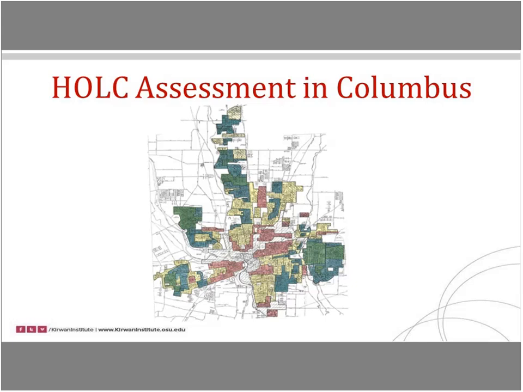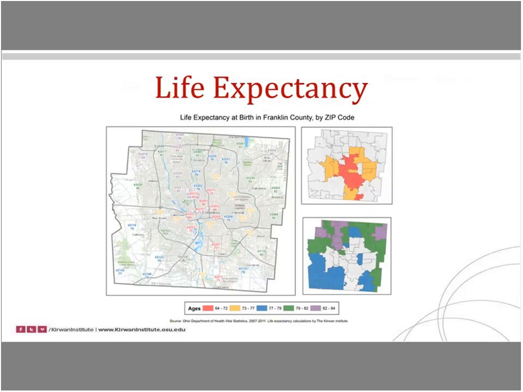When we take a look at current health outcomes, such as life expectancy, we see that it follows that same trend, where the lowest life expectancy follows the trend of where there were previously redlined communities. Red is the lowest life expectancy, 64 to 72 years of age, and purple is the highest. And if you remember from the previous slide, primarily in that northwestern corridor where we have a large amount of green and blue-lined areas, we're seeing the highest life expectancy in Franklin County, which is also Columbus.